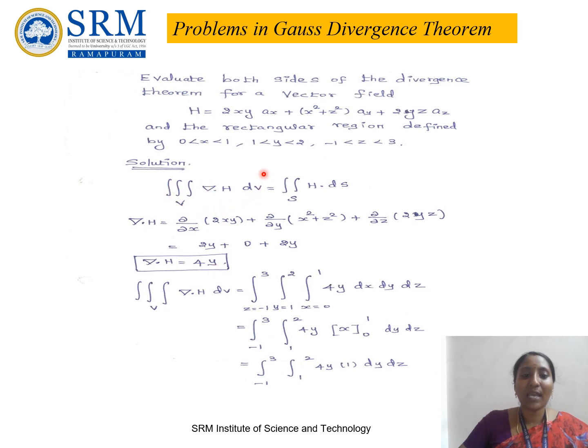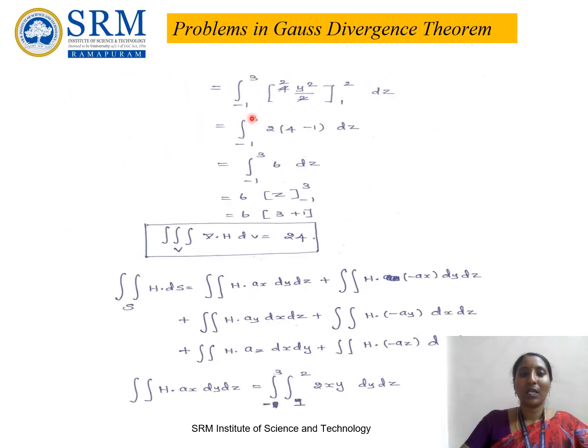First we take the LHS, that is the triple integral, with limits of z, y and x, of 4y dx dy dz. First we integrate with respect to x, next with respect to y, next with respect to z. We all know the integration. Here we do not have any x term, so dx is common, x from 0 to 1, limit calculation. So we get the volume integral of div dot H is equal to 24. We simplify this and get the value 24.